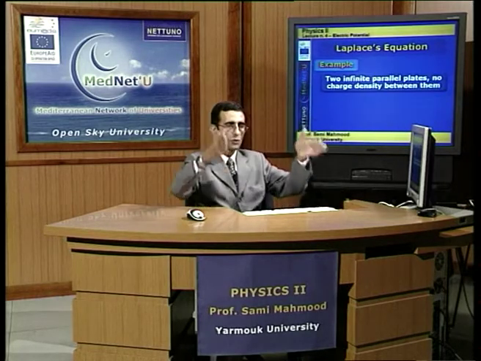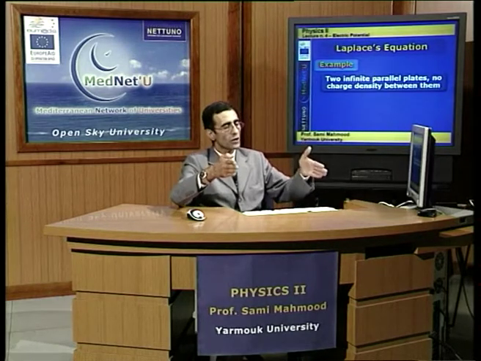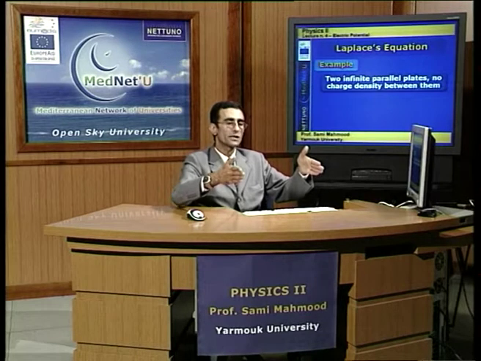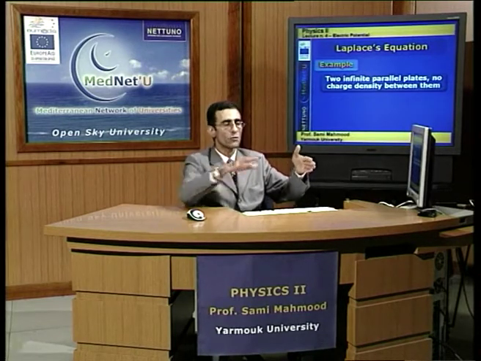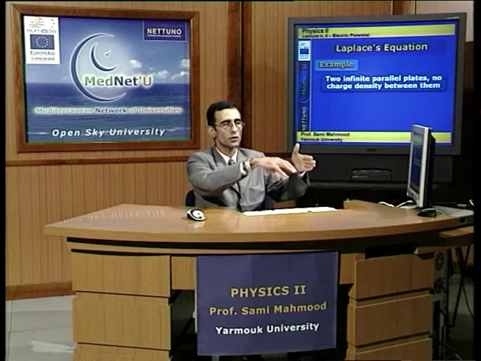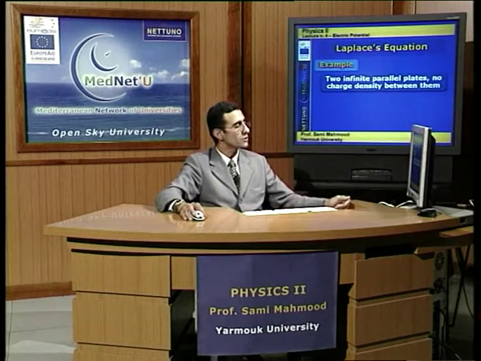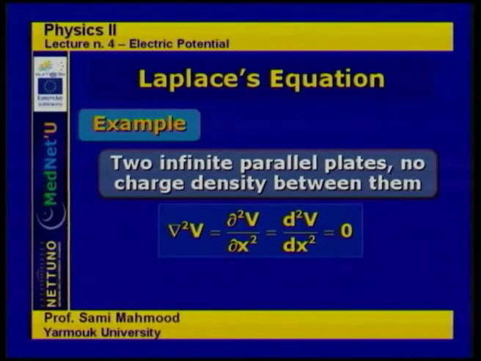So we consider two parallel plates. The potential on the first is known, the potential on the second is known, with no charge in between, and we are interested in evaluating the potential and the field in between these two plates. We set up the Laplace equation, gradient square V is equal to 0.